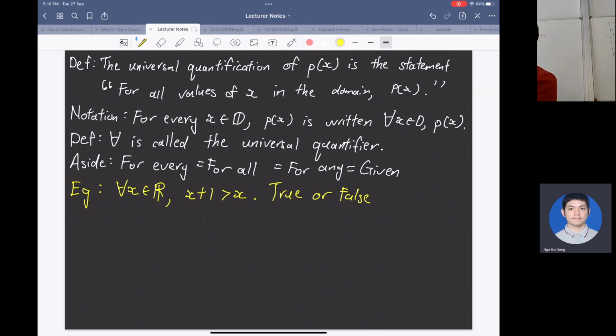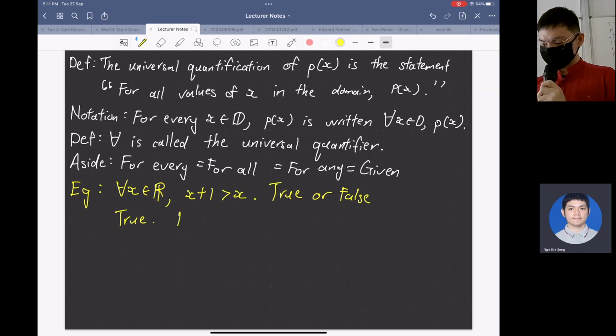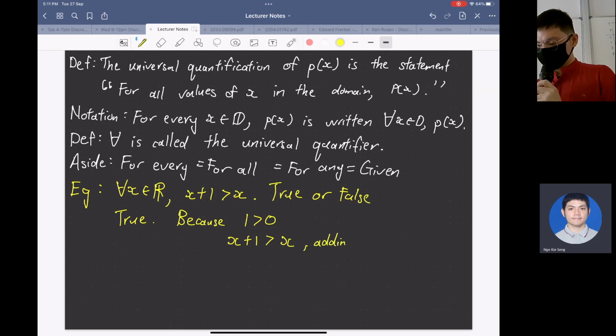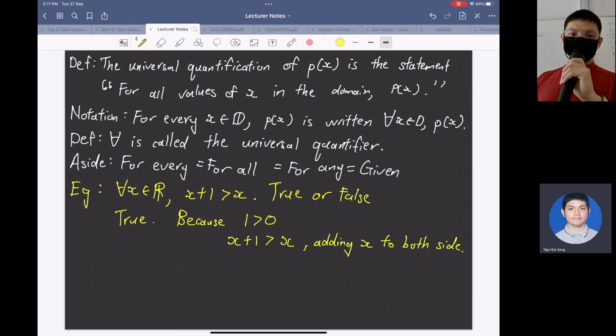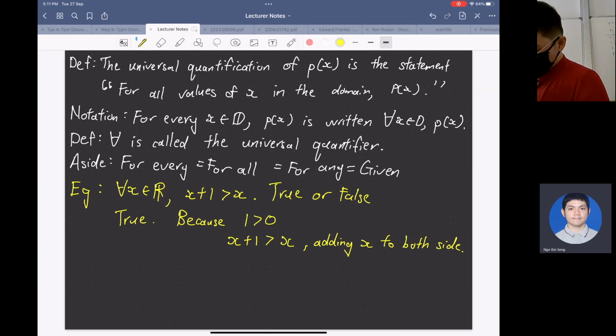No, you are not explaining. I already added 1 there. So why? Why is 1 bigger than 0, I will explain it. So we all know that 1 is greater than 0. If I add x to both sides, adding x to both sides, we will get this inequality. Makes sense.